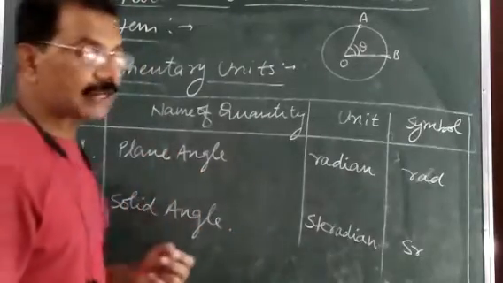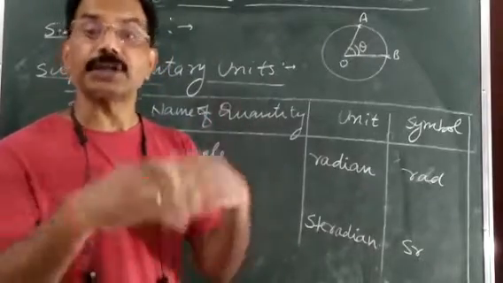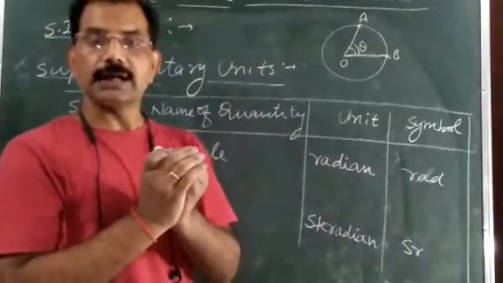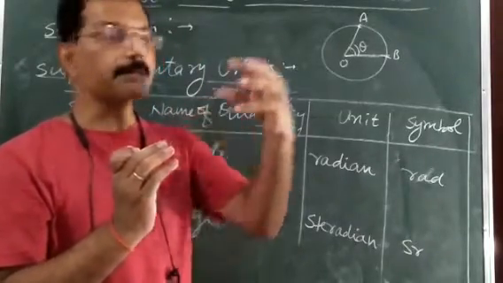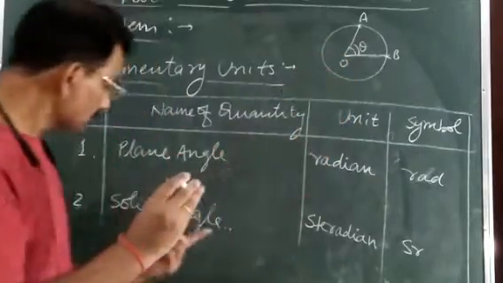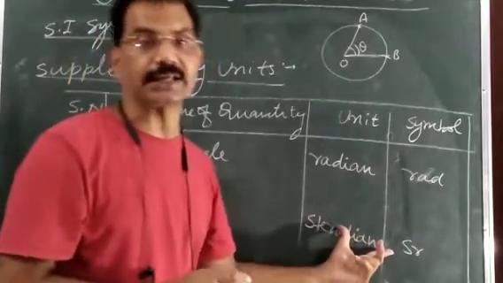And solid angle is that angle which is measured in the case of three dimensions. Like we take a sphere, and the angle subtended by any part of the sphere at the center is called what angle? Solid angle. And that angle is measured in steradian.